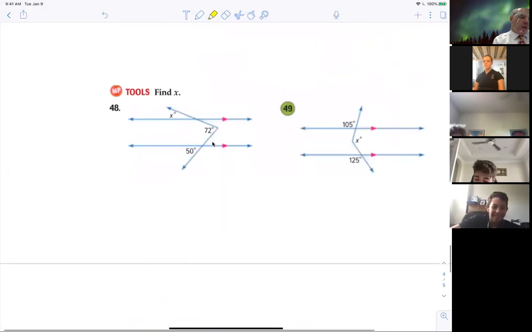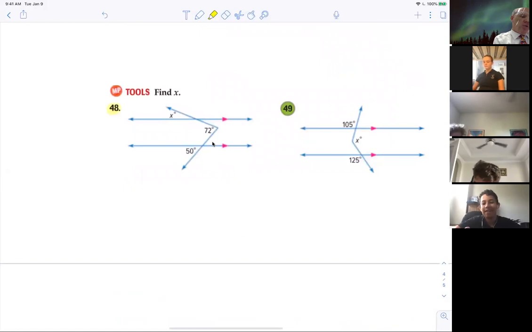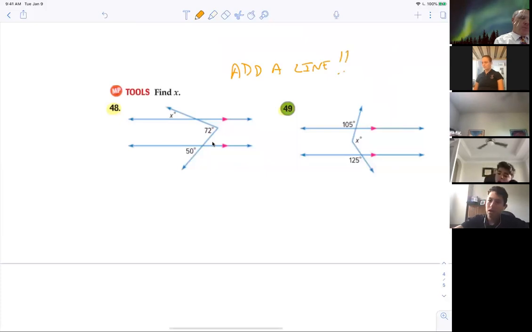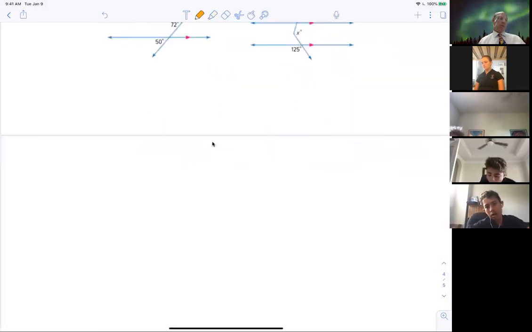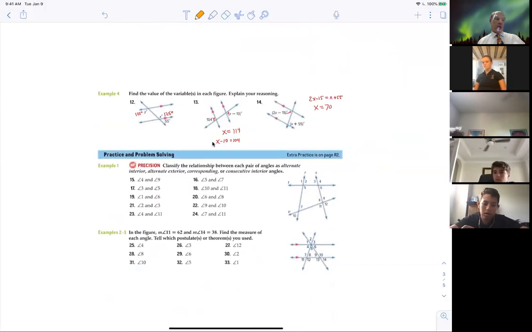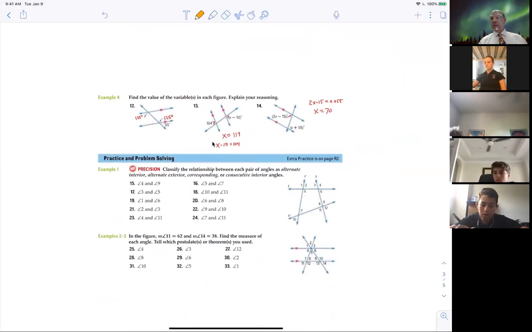Now, 48 and 49, don't look at the answers. Try to do that on your own. Those are two tricky ones. I'll give you a hint: you may have to add a line. Try not to look at the answers. So finish that up for homework. I got 2 minutes. I think it's super easy, something you can get done really quickly.